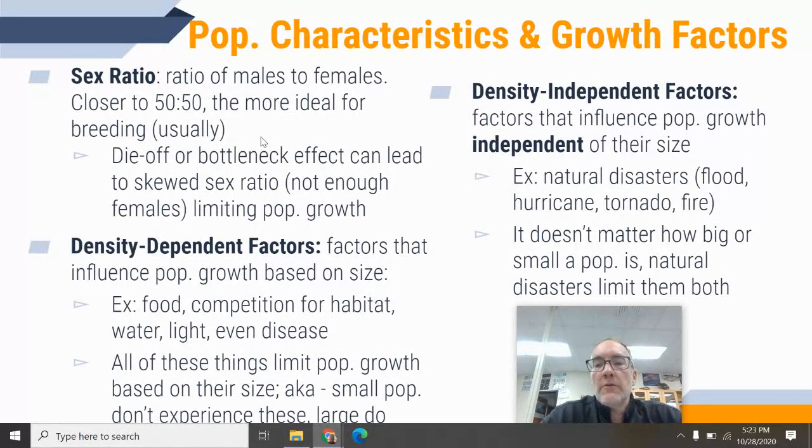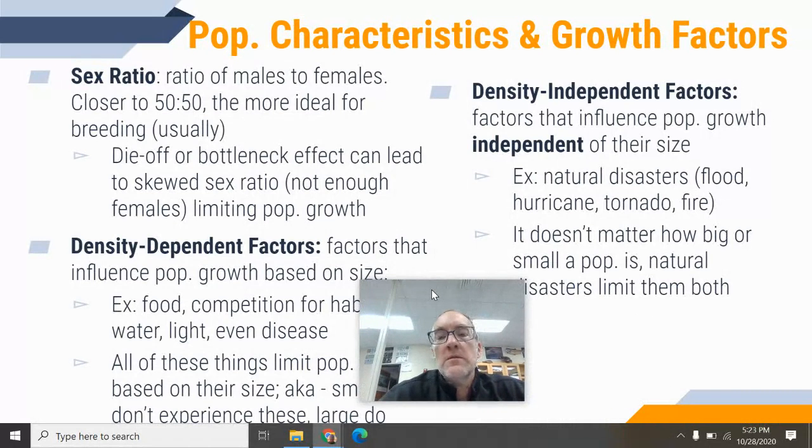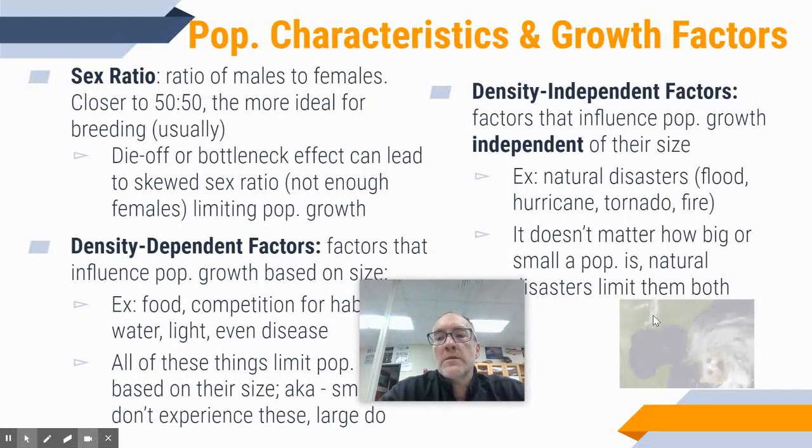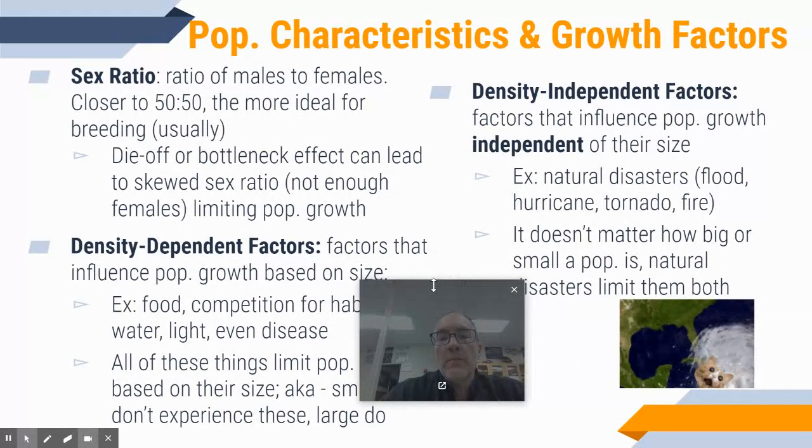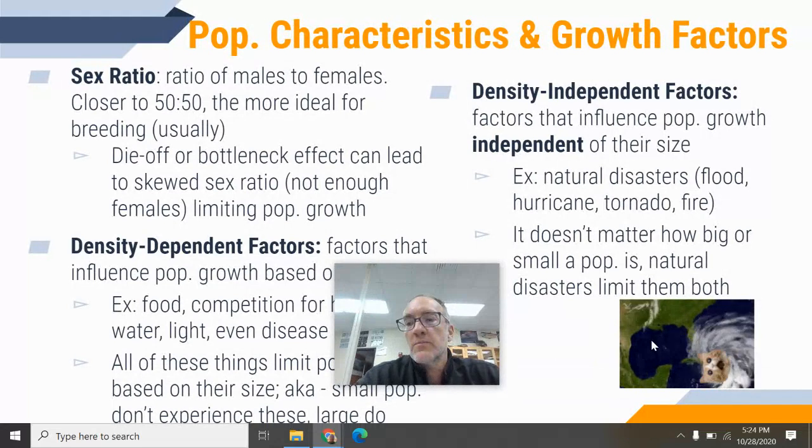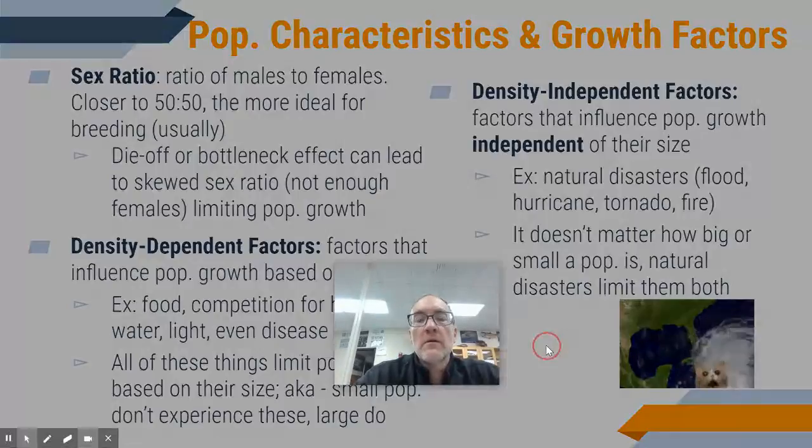Density independent factors. So what are those? Density independent means these are things that are not influenced by how many individuals there are in a given area. Examples are natural disasters such as flood, hurricane, tornado. And it doesn't matter how big or small a population is, natural disasters will limit the population growth, as this poor kitty is finding out.